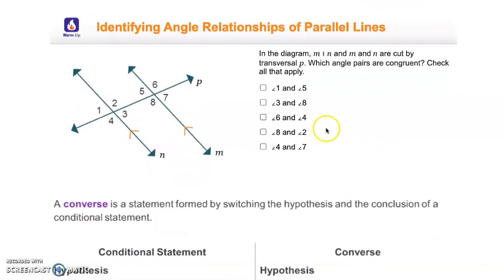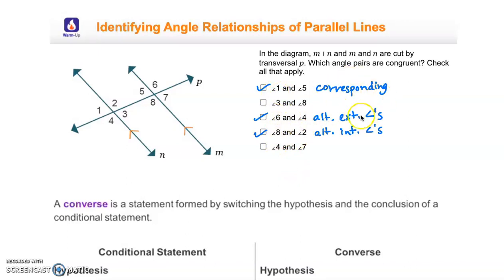So let's take a look at these. If we know that M and N are parallel because we have these little hash marks and P is a transversal, which pairs of angles are congruent? So pause for just a second and mark the ones that you think are congruent. And I'm going to write the reason why. Okay, check your work. You should have marked these three.